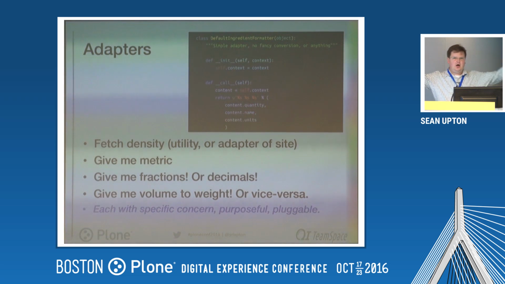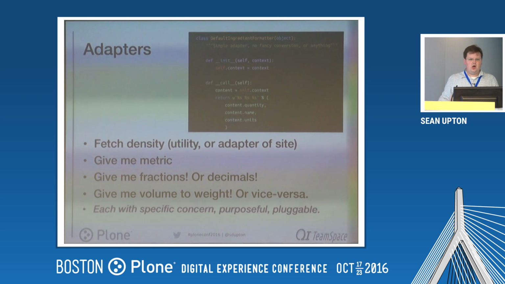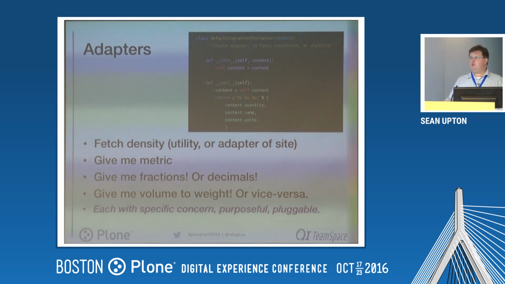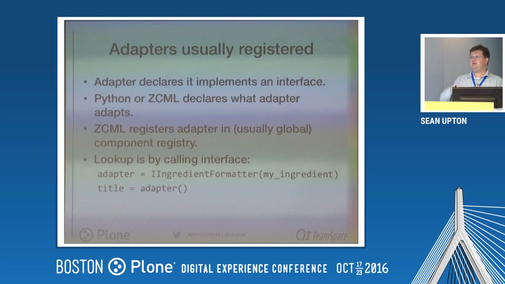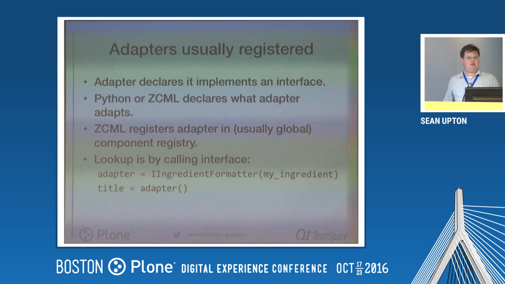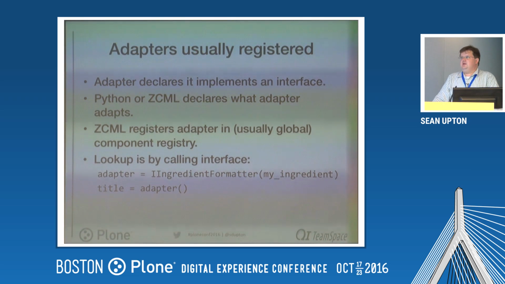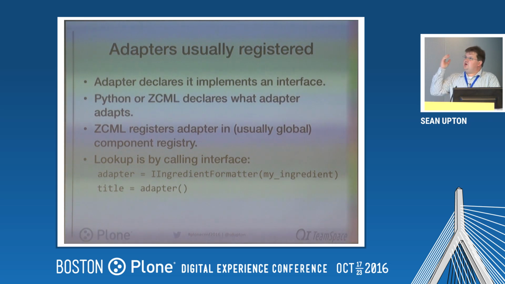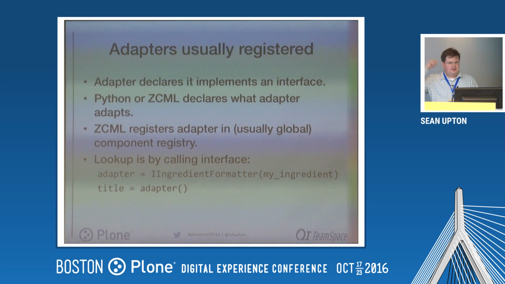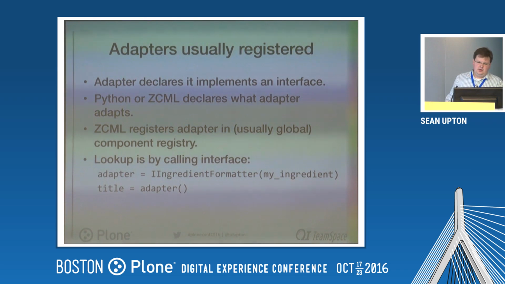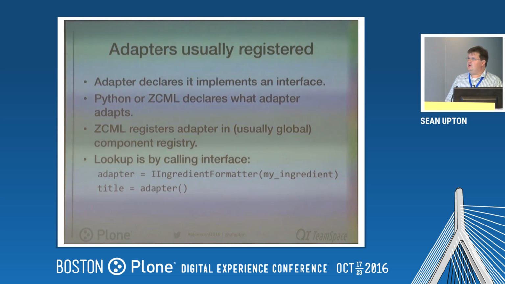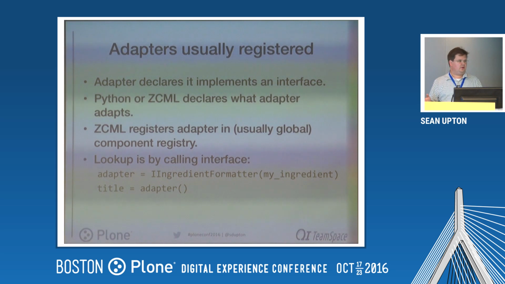I don't have to make this 1 mega content type implementation class that does all of these things. They're usually registered though, and that's the way we plug these. I write this recipe system, but you have a different way that you want to format it for your site. You want to reuse my add-on, but do it in a slightly different way. You can write an adapter that displays things differently. So we typically declare what the adapter implements and what it is adapting, and we can do that in Python or ZCML. And we typically register an adapter usually as a global component in the component registry.